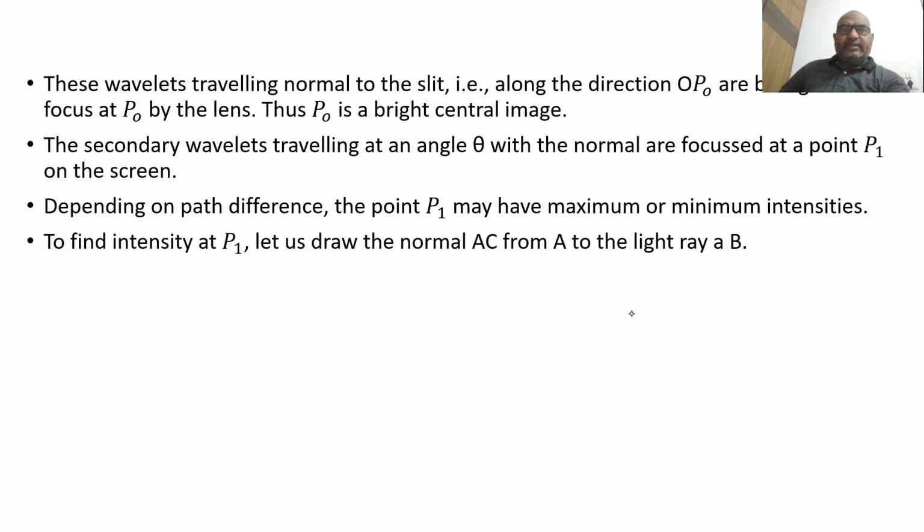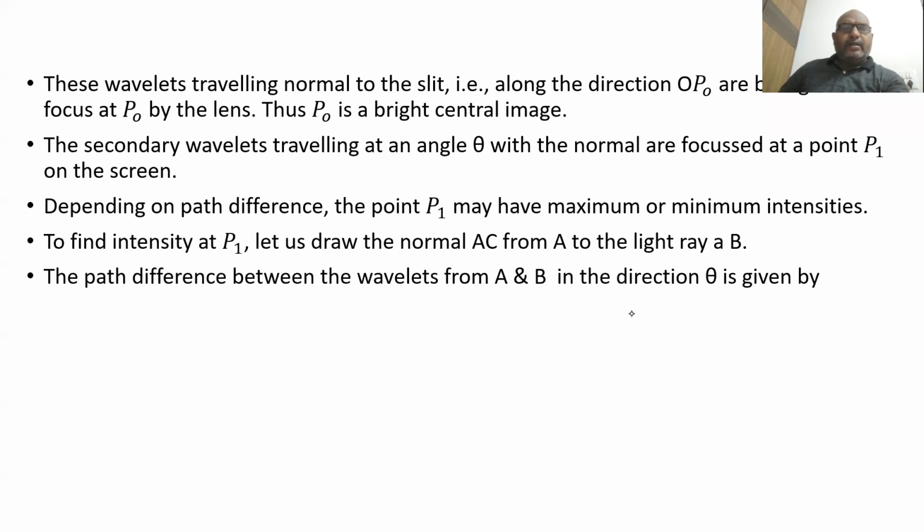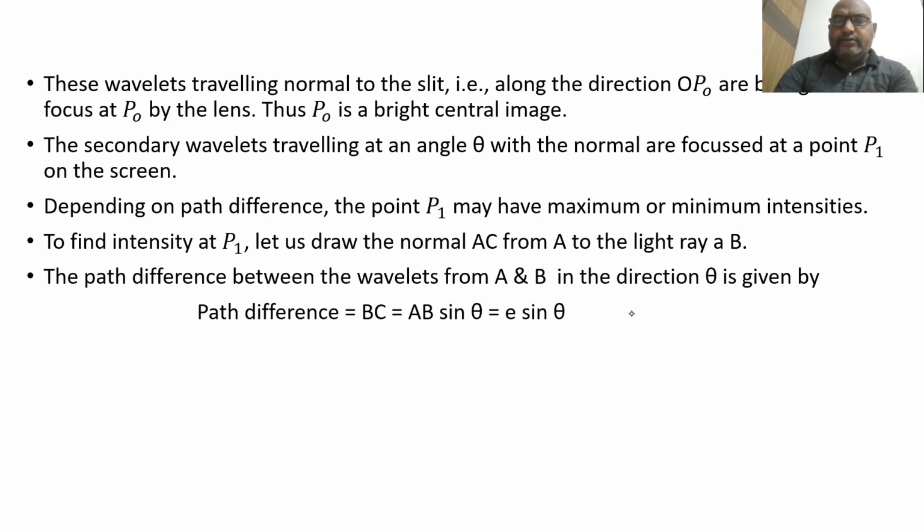To find the intensity at P1, let us draw the normal AC from A to the light ray at B. The path difference between the wavelets from A and B in the direction theta is given by the triangle. So from the diagram, this is the slit system, this is OP naught on the screen, the bright central maximum, and this is the wavelet.